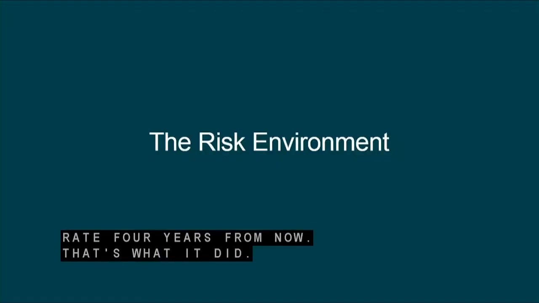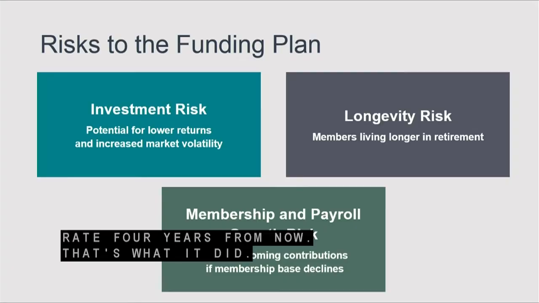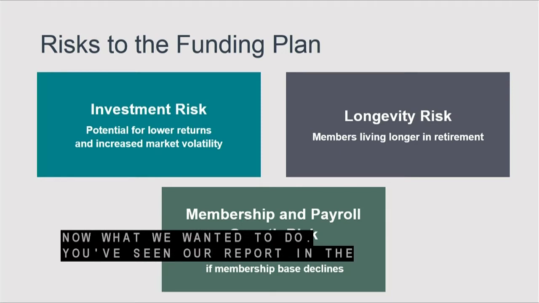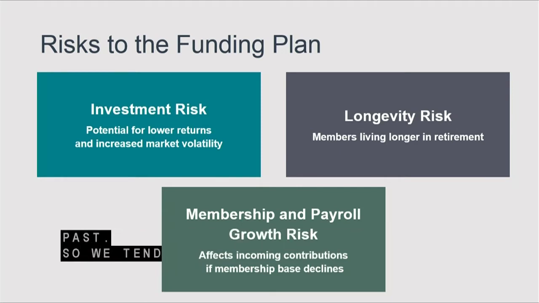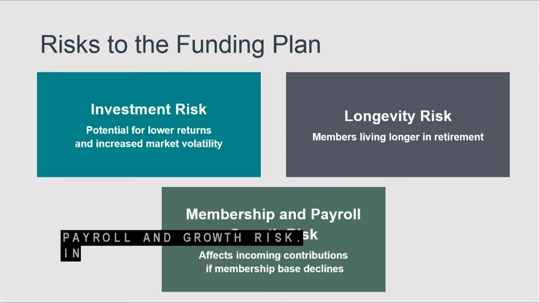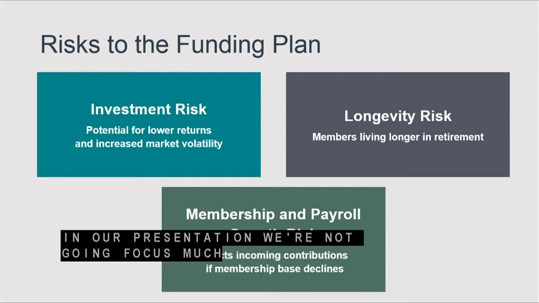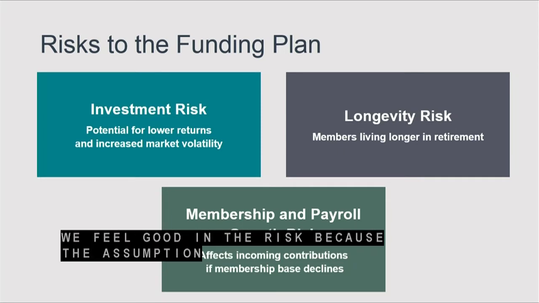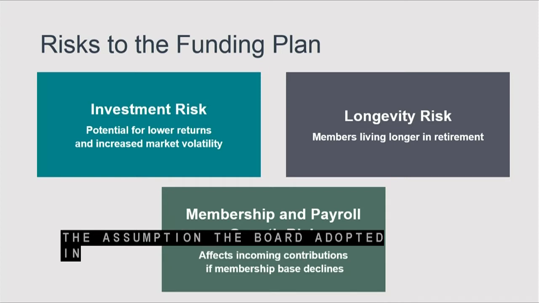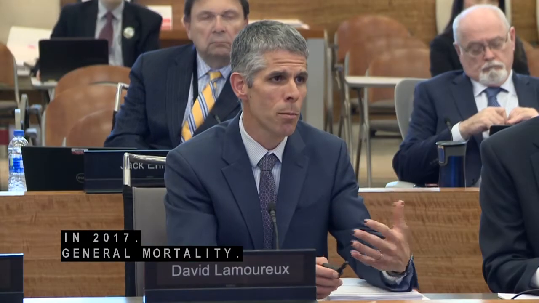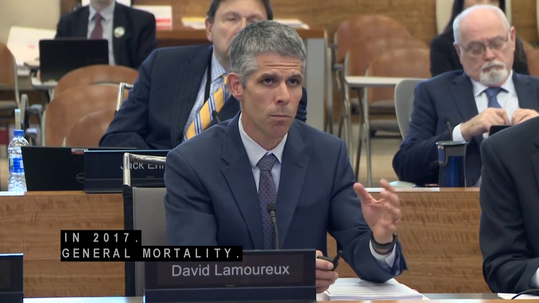Okay. So now some of you've seen our reports in the past. We tend to focus on 3 big risks: investment risk, longevity risk, and what we call membership and payroll growth risk. In our presentation today, we're not going to focus much on longevity risk. It was discussed in the report. We feel pretty good about that risk because of the assumption that the board adopted in 2017, what we call generational mortality. Investment risk, as you've heard through the asset allocation process, is going to remain our biggest risk long term. And then we have membership.